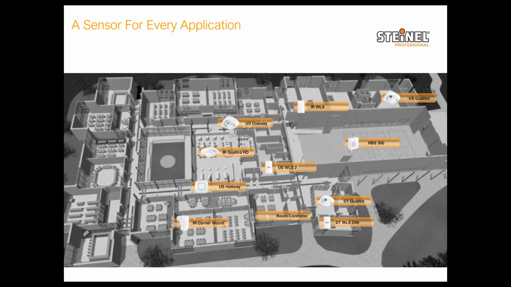In this slide, we have an application case shown on a school system. So what kind of sensor would be best fitted for which kind of area? I'm going to start at top right. That US Quattro ceiling mount ultrasonic sensor looks like that's the locker room or a multi-stall restroom. So like I said, that's the perfect application for an ultrasonic sensor.